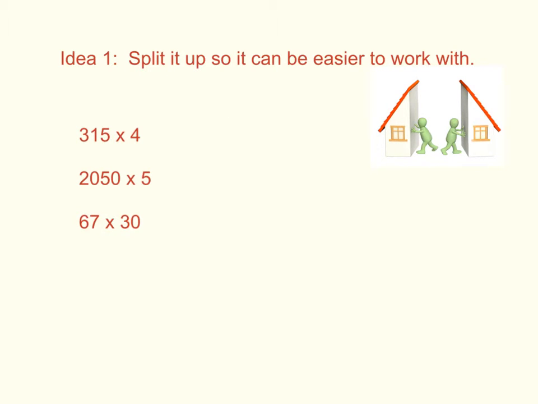The first reason that I would want to distribute something is just to make a number easier to work with. In this case, let's say I needed to multiply 315 times 4. And if I want to do it in my head, I can split it apart because it's pretty easy to say 300 times 4. I could do that in my head. It's 12, add 2 zeros, 1200.